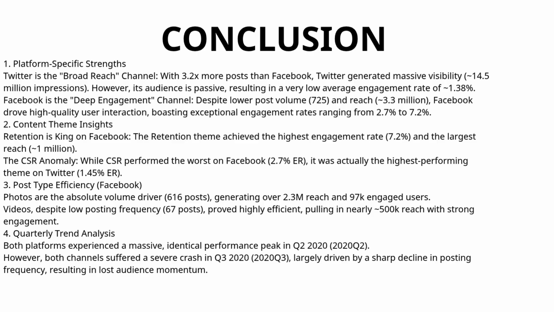Content theme insight: retention is king. The retention theme achieved the highest engagement rate and the longest reach. The CSR anomaly: while CSR performed poorly on Facebook, it was actually the highest performing theme on Twitter. Post style: photos are the volume driver, generating over 2.3 million reach and 97K engaged users.